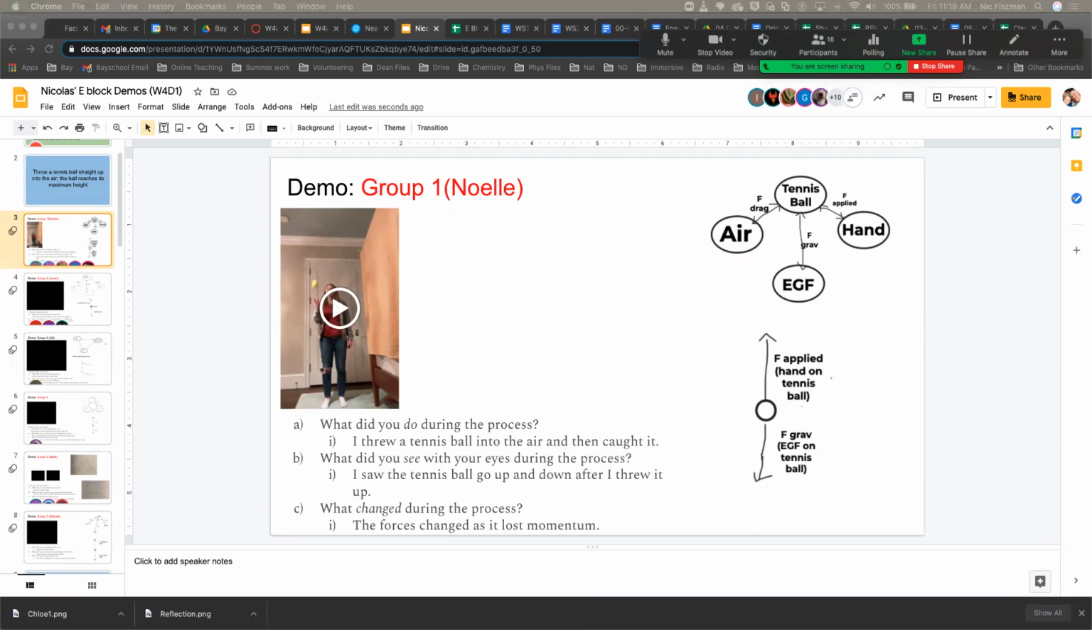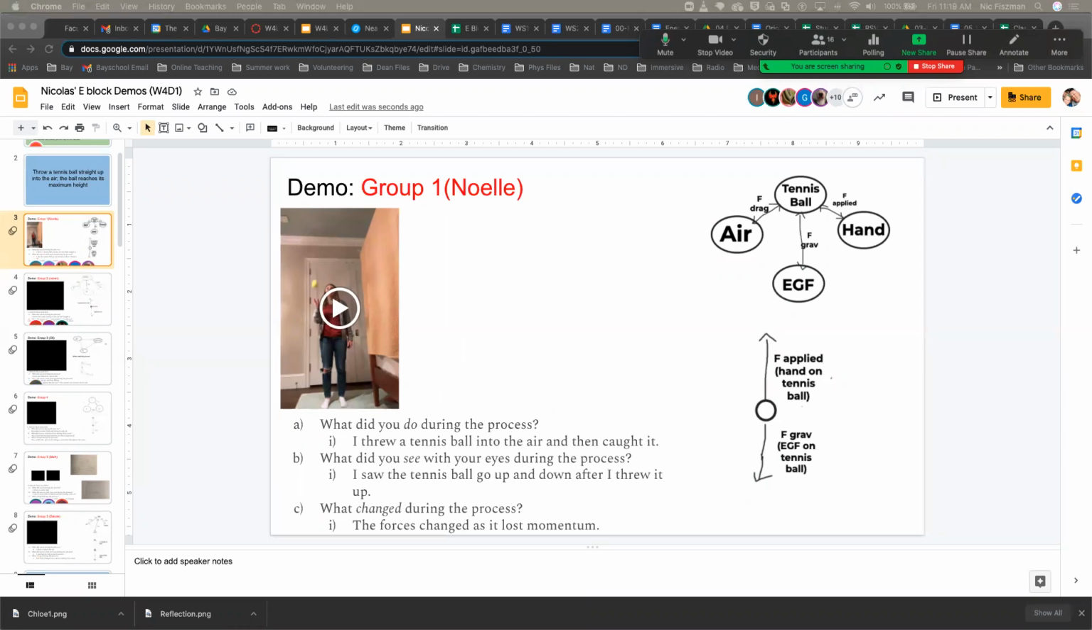I noticed that for the schemas, all of them seem to have air, Earth's gravitational field, and a tennis ball, but only half of them have the hand. Okay, interesting. Dak? I just noticed that the force diagrams all look pretty similar. The force diagrams are all pretty similar, right?